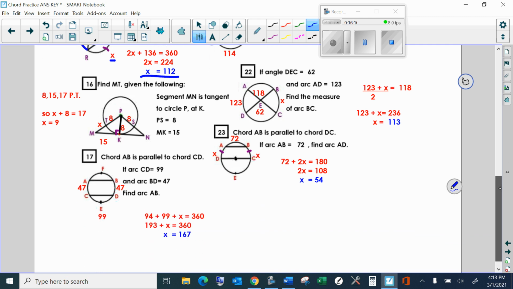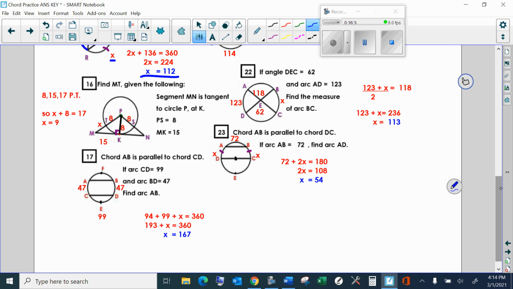All right, number 16. Find MT, which you call x right there, given the following. Segment MN is tangent, so it means it's 90 degrees to circle P at point K. PS is 8. That's a radius. So PK also has to be 8. PT also has to be 8.